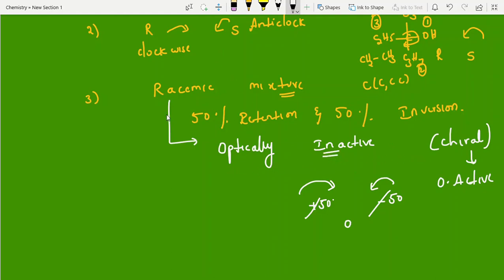Why? Because starting we have taken carbon with 4 different atoms or groups. But finally in experiment we are getting optically inactive. What is the reason? Due to the formation of racemic mixture. Equimolar mixture of dextro and levorotatory. Equimolar mixture of retention and inversion configurations.